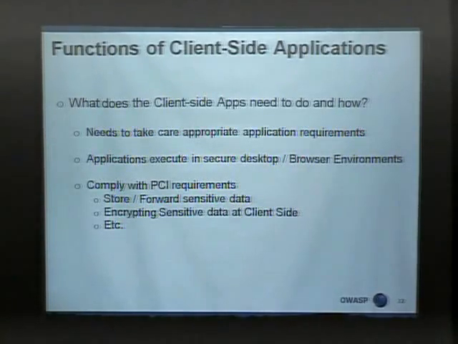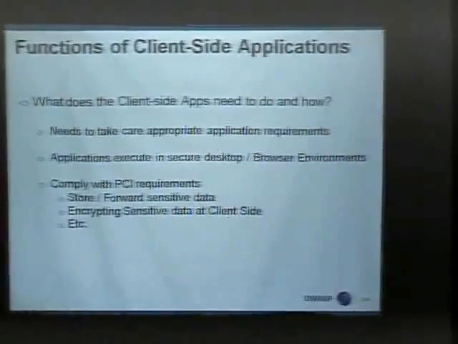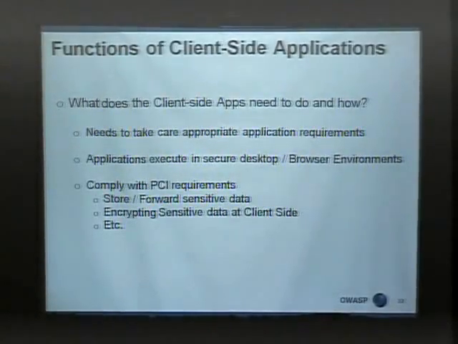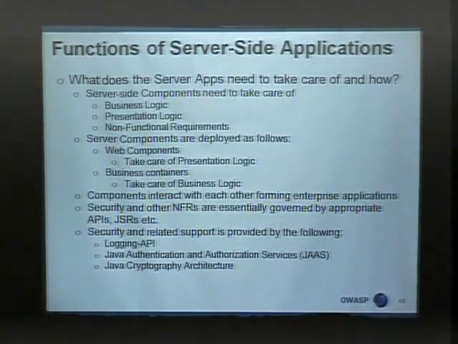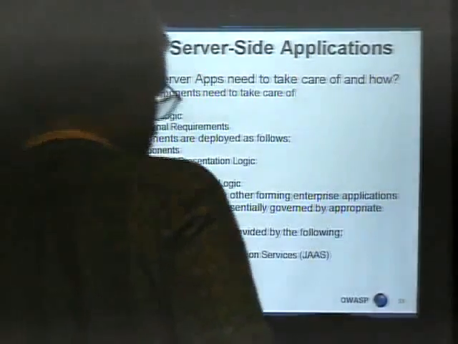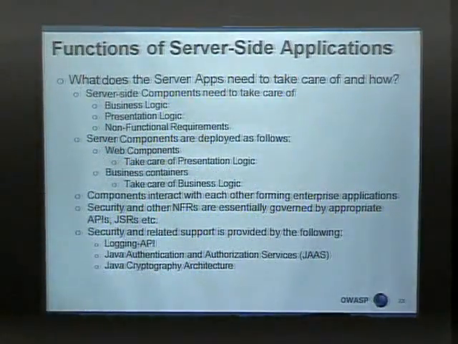So what does the client application need to do, and how is it going to do it? The client application needs to take care of the application requirements, or in this case the PCI application requirements. They should securely execute in a desktop or a browser environment, and of course they have to be compliant to the PCI requirements. On the server side, what should these components or applications be doing, and how should it be taken care of?